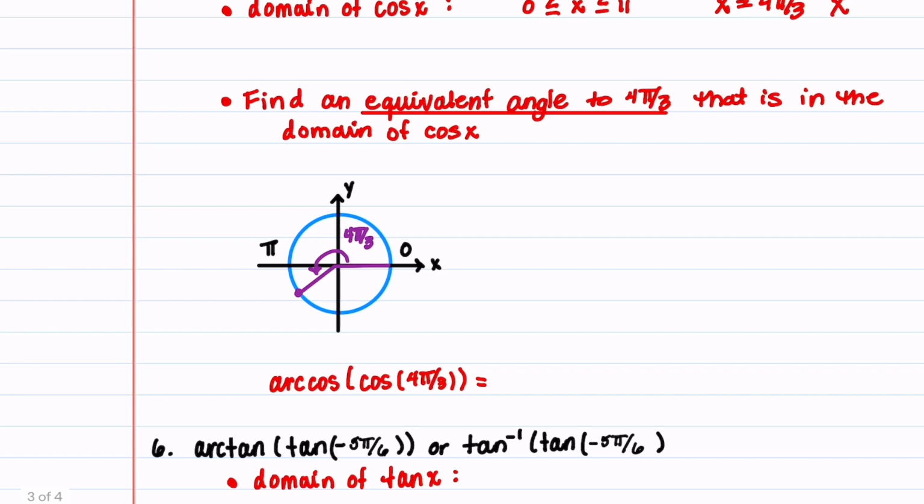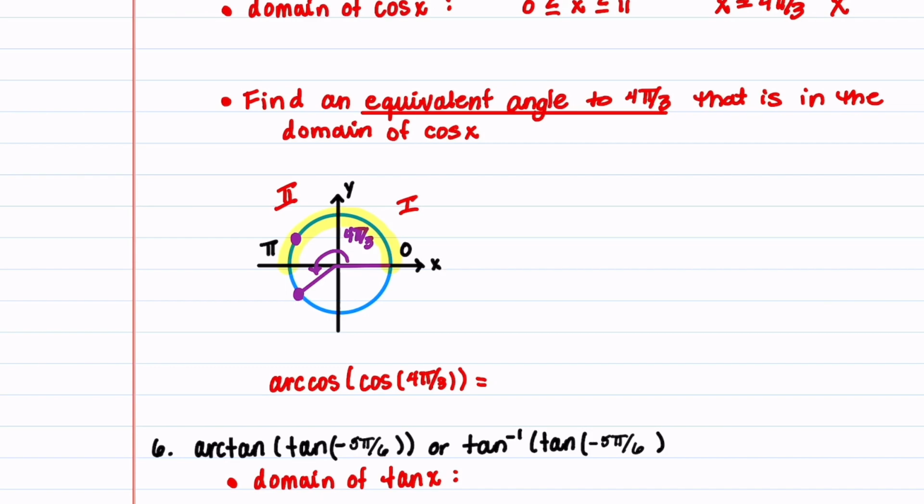Just as we did for our sine problem on the previous page, we draw our angle, and we note that the domain of cosine x is between 0 and pi. So our new angle needs to be either in the first quadrant or in the second quadrant. Cosine is equal to the x value, and the x value for this point is negative, so our equivalent angle must be in the second quadrant where our x value is also negative.